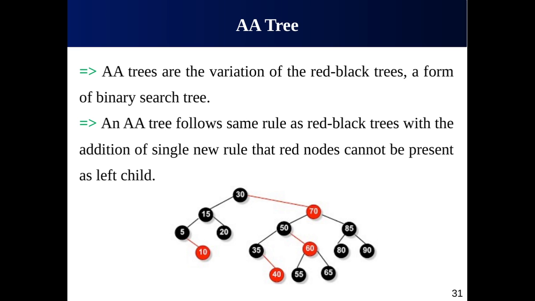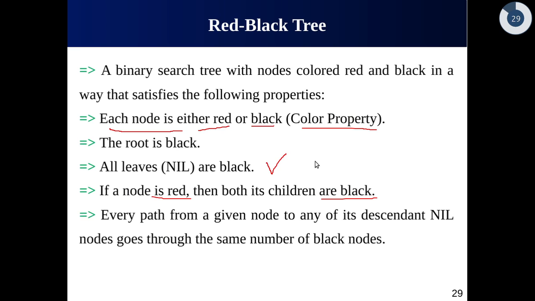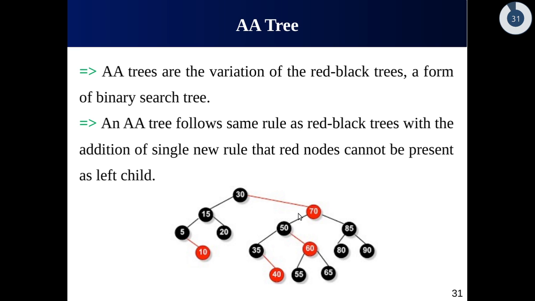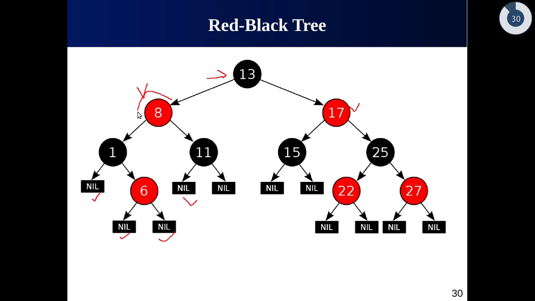The AA tree actually adds one extra condition to the red black tree, and that condition is that left children may not be red. Remember, we have just studied a property in the red black tree: if a node is red, then both the children are black. So here we are imposing another rule, and that is that left children may not be red. So you can see here we have a left child and that is red.